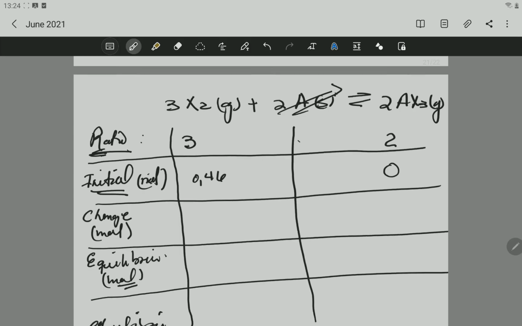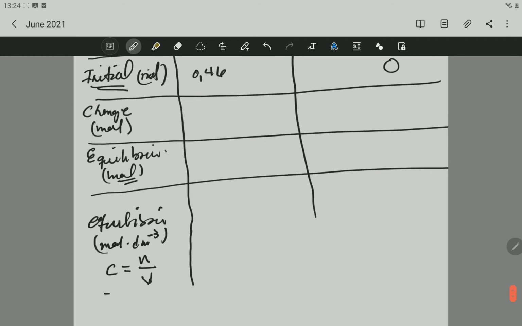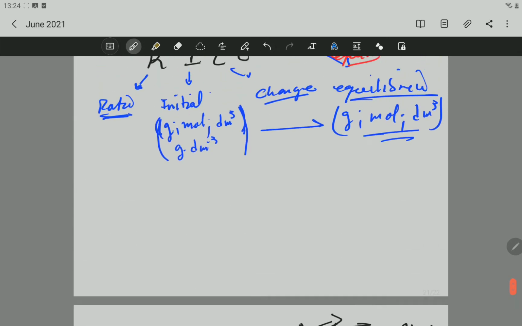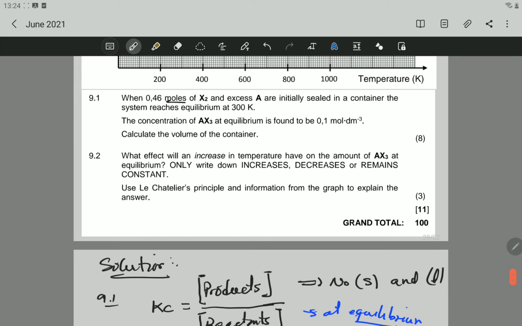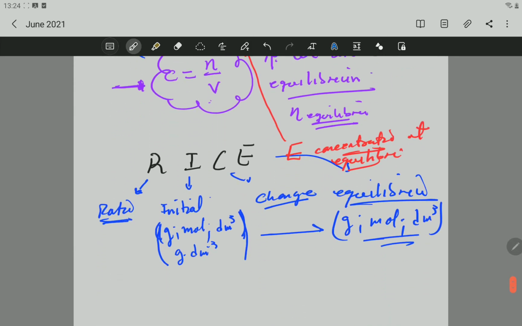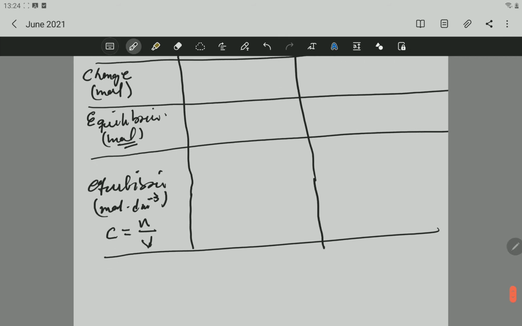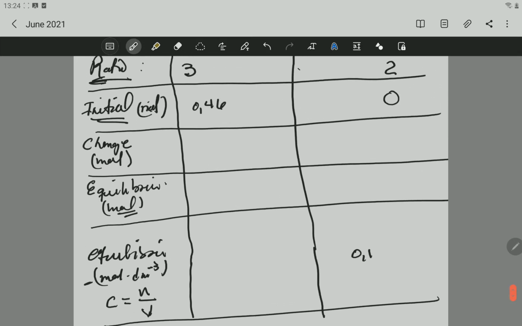Right, that is what we have now. The equilibrium concentration they give us: it is found that the concentration of AX3 at equilibrium is 0,1 mole per decimeter cubic. I'm not going to write the unit because the unit is right here, 0,1 mole per decimeter cubic. Now let's start by completing this expression.